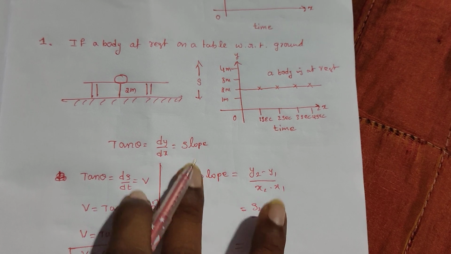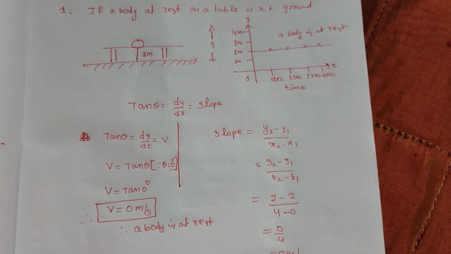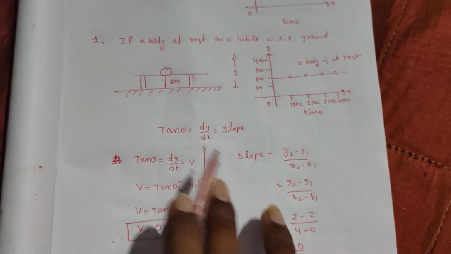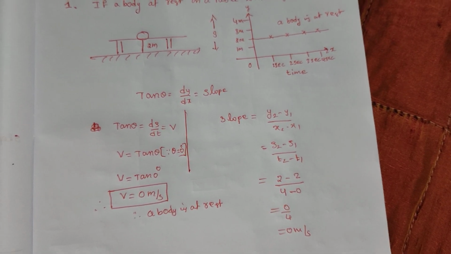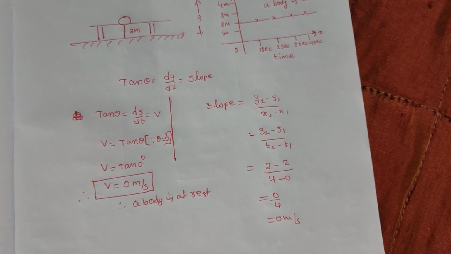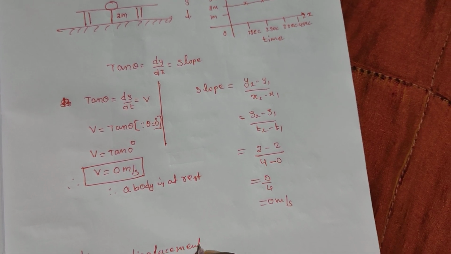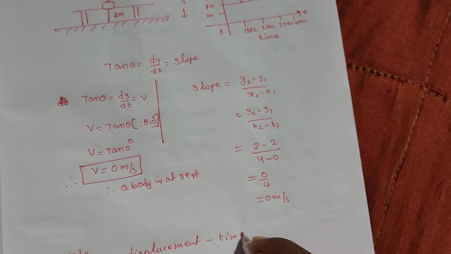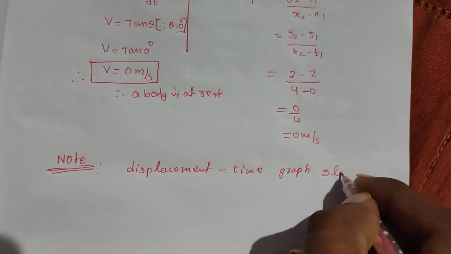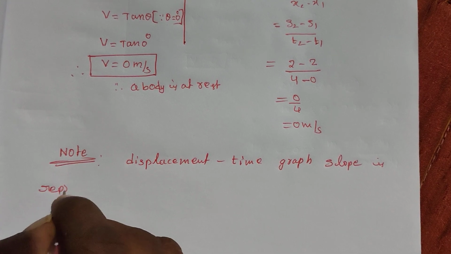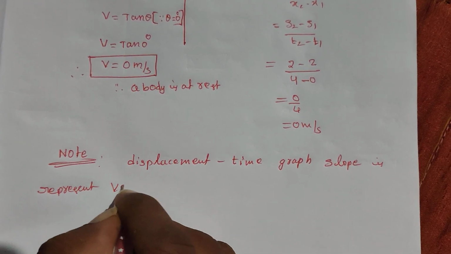So in the displacement time graph, the slope represents velocity. Don't forget, not the point. In the displacement time graph, the slope represents velocity.